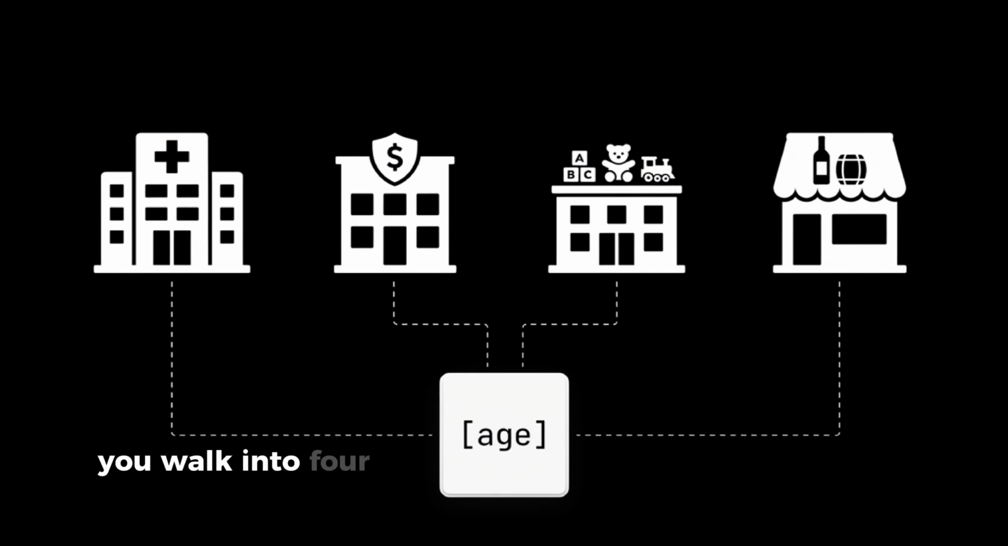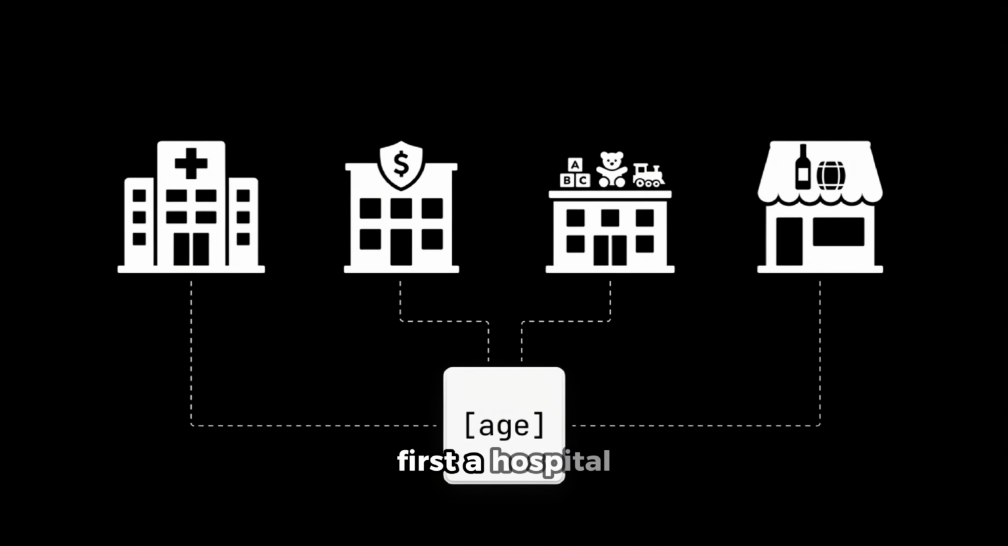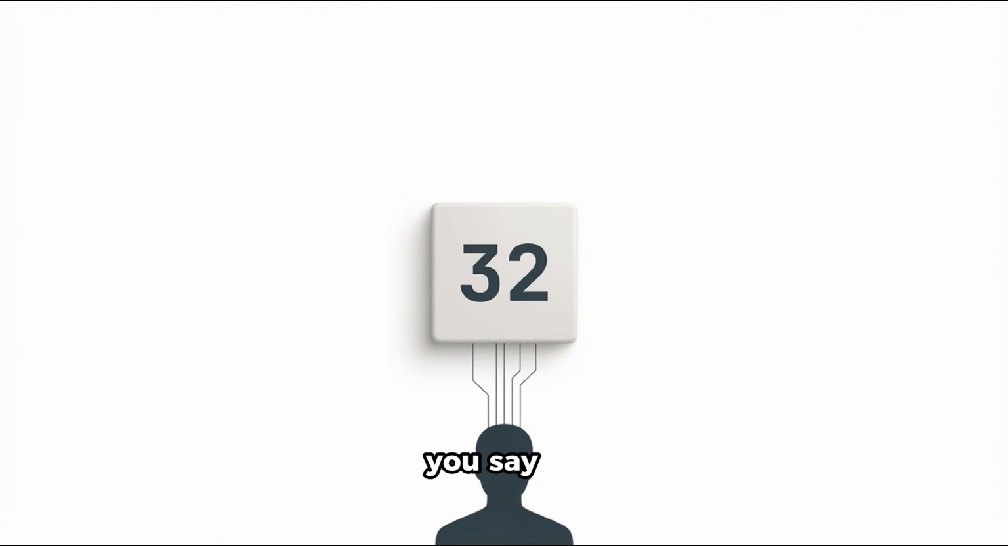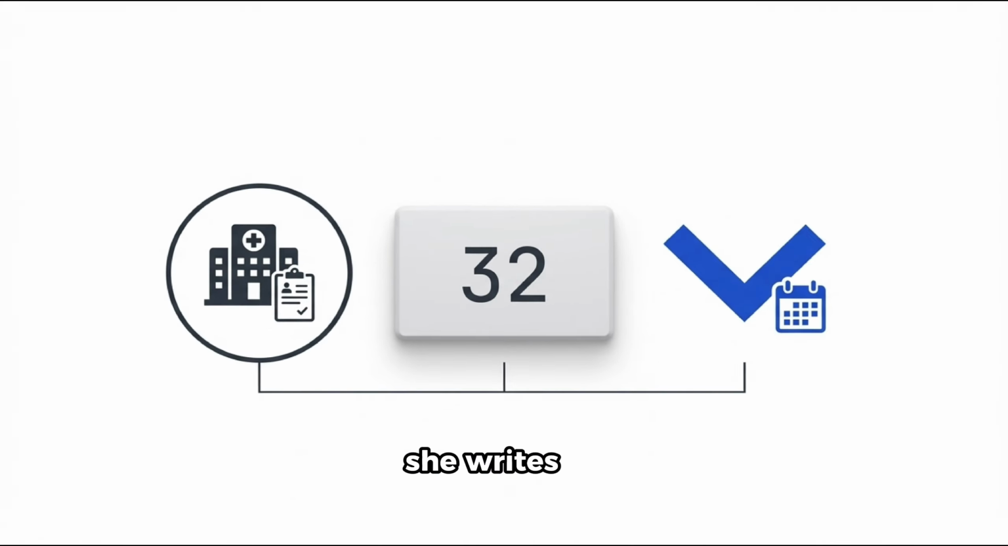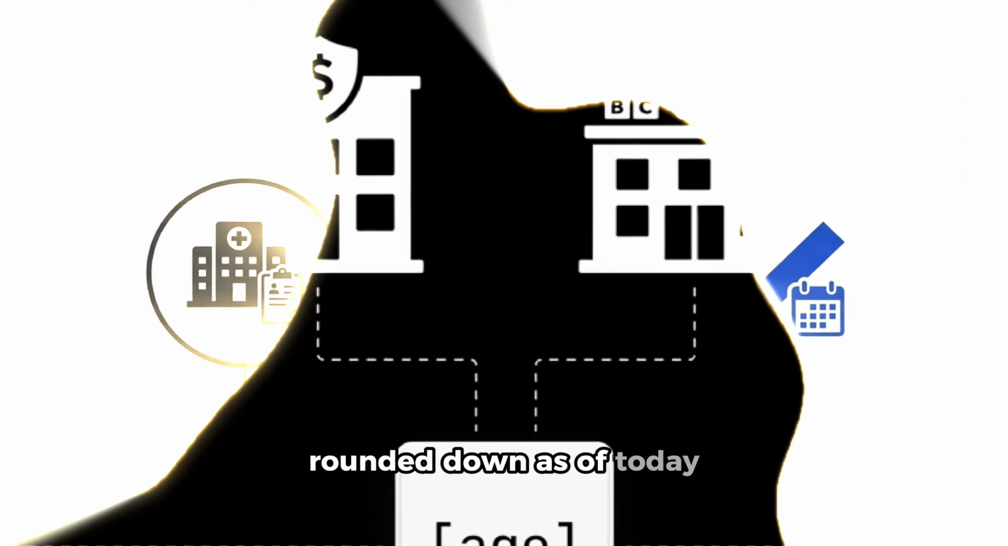Imagine you walk into 4 different buildings on the same day. First, a hospital. The nurse asks your age. You say 32. She writes 32 in the system. That number means years since birth, rounded down as of today.